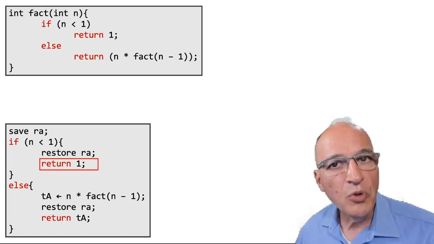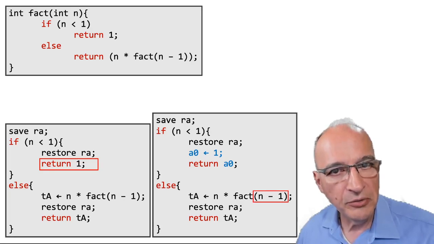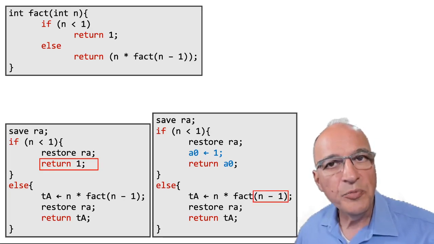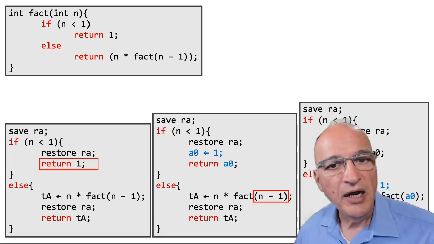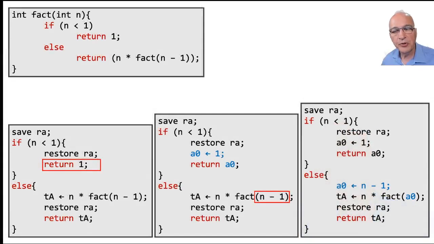How do I return 1? Remember that in RISC-V, the return value is always in a0. Therefore, to return the value of 1, what I have to do is to write the value of 1 into a0 and then return a0. To compute the factorial of n minus 1, I need to first compute the value of n minus 1, which I will put into a0, because a0 is not only the return value, it is also the first argument of any function in RISC-V.